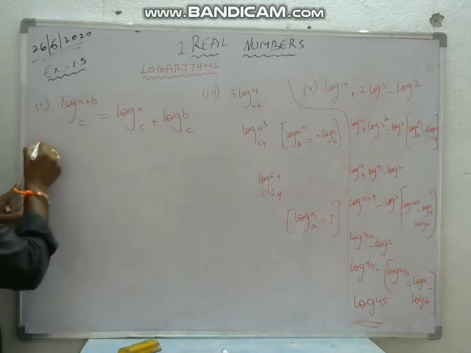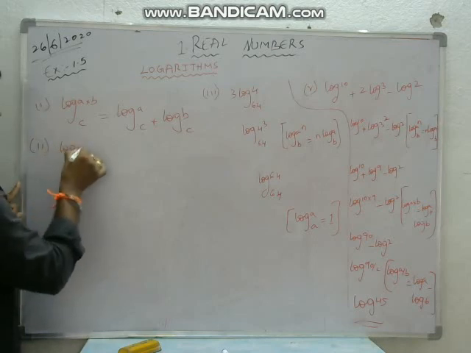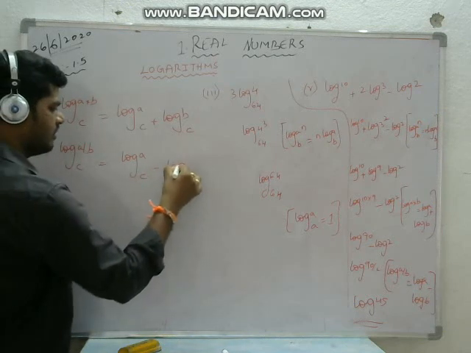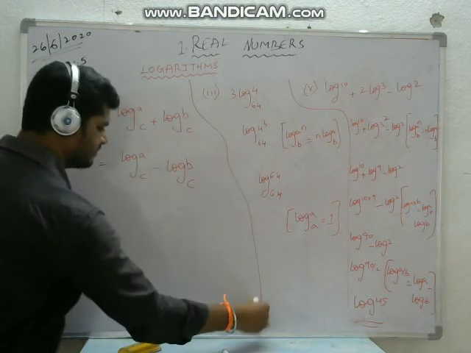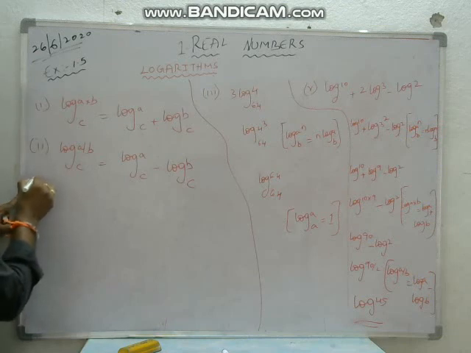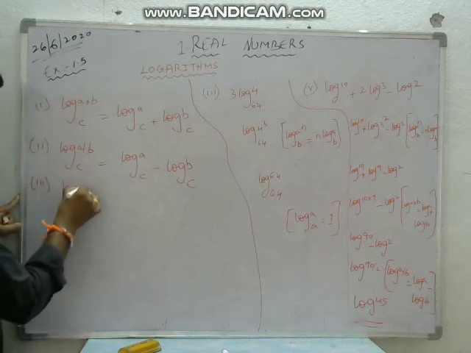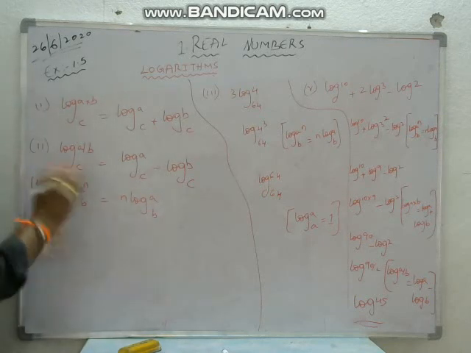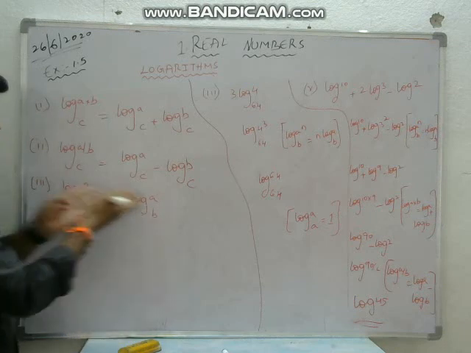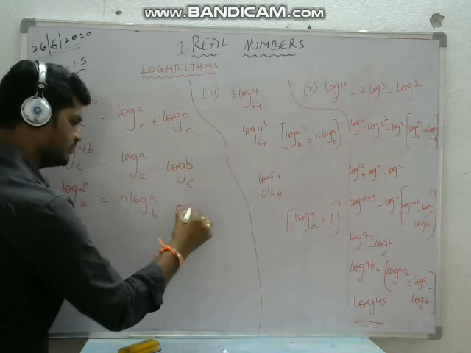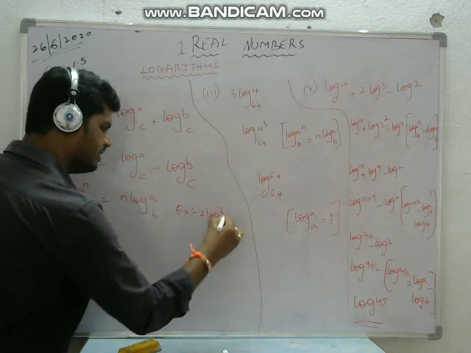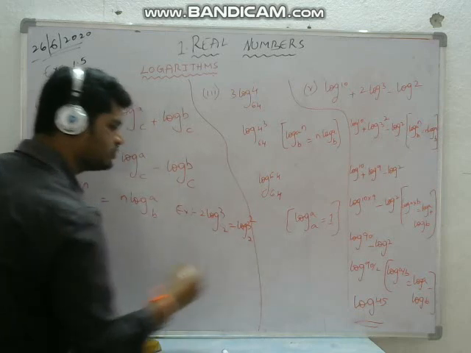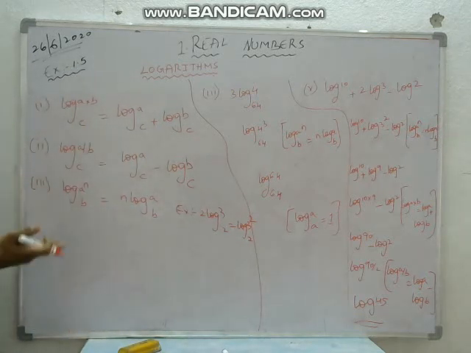Next identity: log a by b base c, you can write as log a base c minus log b base c. Next, log a to the power of n base b, you can write as n into log a base b. You can even write it in reverse also. Example, 2 log 3 base 2 is there. You can write this as log 3 squared base 2. I applied it in reverse because both are equal, no problem.